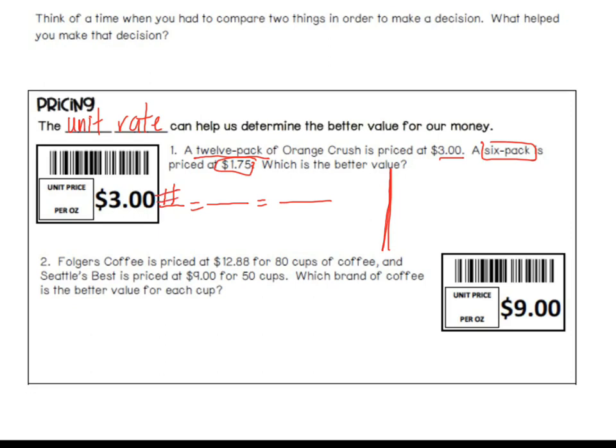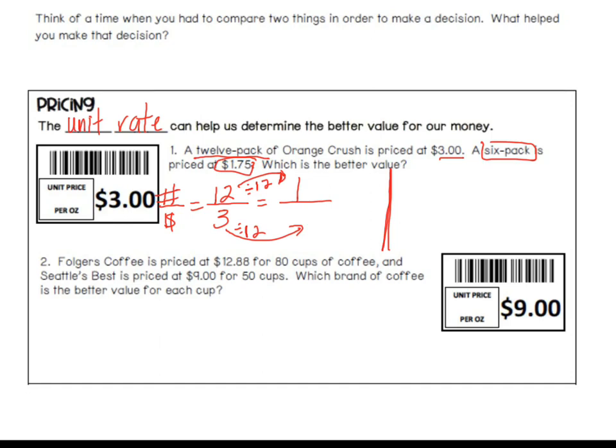I'm going to set up my proportion, and I'm going to compare the number of items in the package with the cost. So in this case, we have a 12-pack that's going to cost $3. We need to know how much it's going to cost us for one soda. Yesterday, we talked about how rates are a comparison using division, and that's the case. Like if we use this method, we know that we are going to have to divide 12 by 12 in order to get to 1. So that means that we're going to have to take 3 and also divide it by 12.